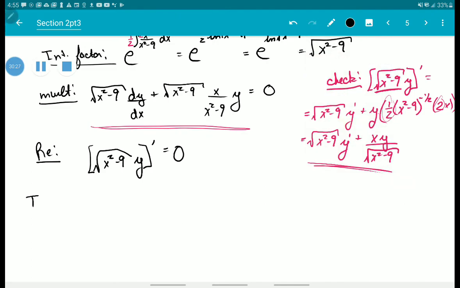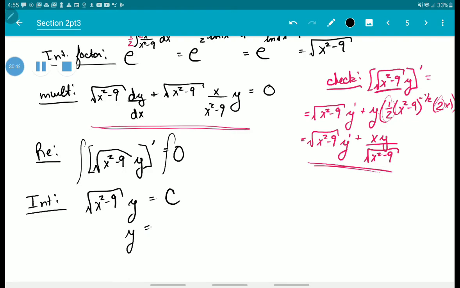So now we're going to integrate. And if we integrate both sides, we're going to get the square root of x squared minus 9 times y is equal to 0 plus c. And to get y by itself, we're going to divide by that square root.